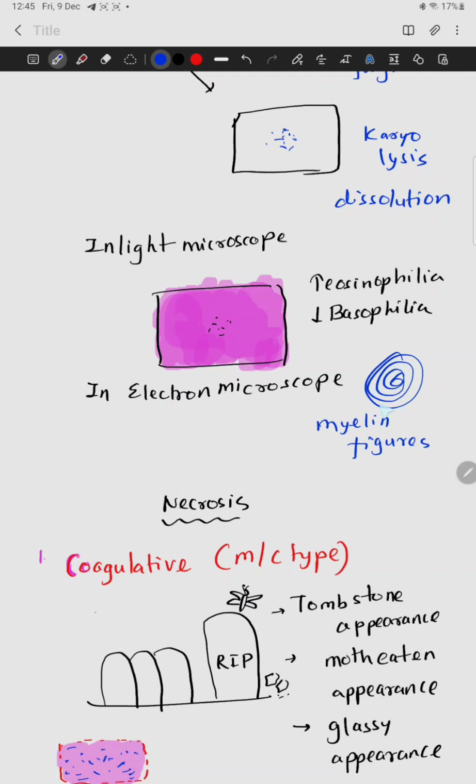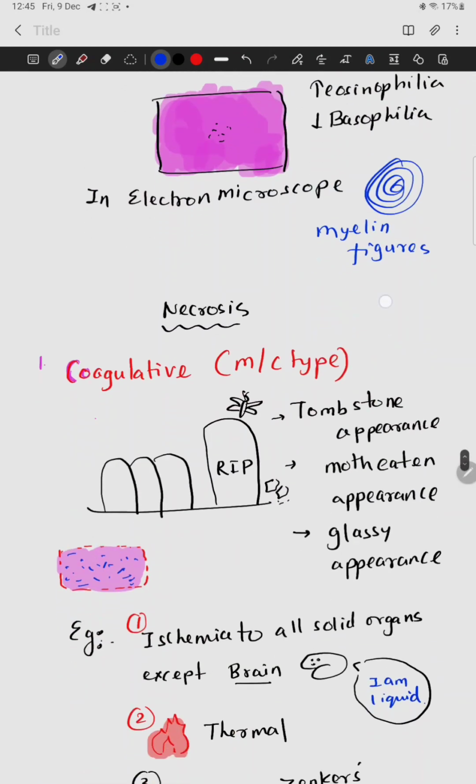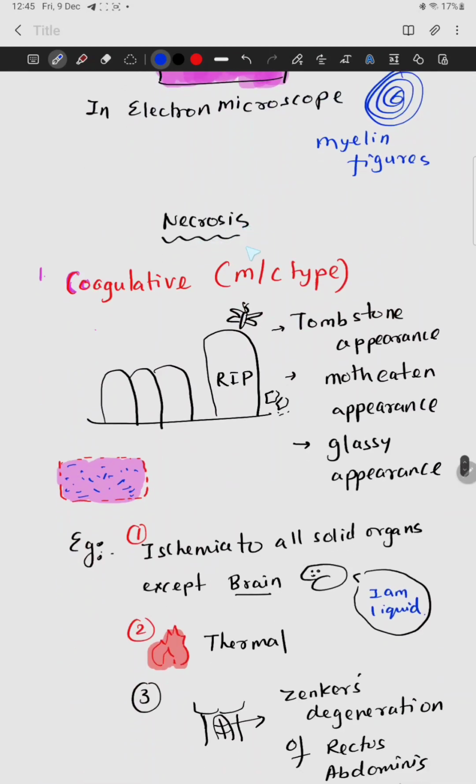So that is how it appears. That is the circly thing. That is the myelin figures that will be seen in the electron microscope. So coming to the types of necrosis, mainly there are only two types, right? But there are various, we'll study that. Mainly it is coagulative and liquefactive.